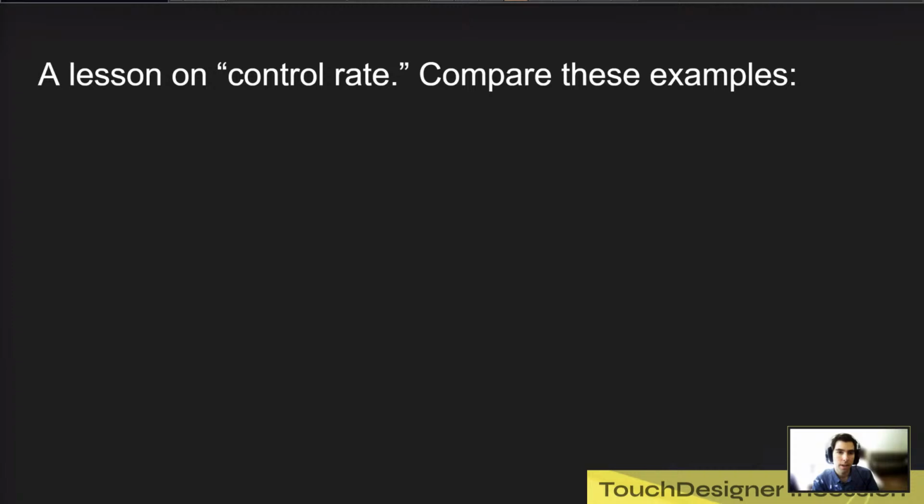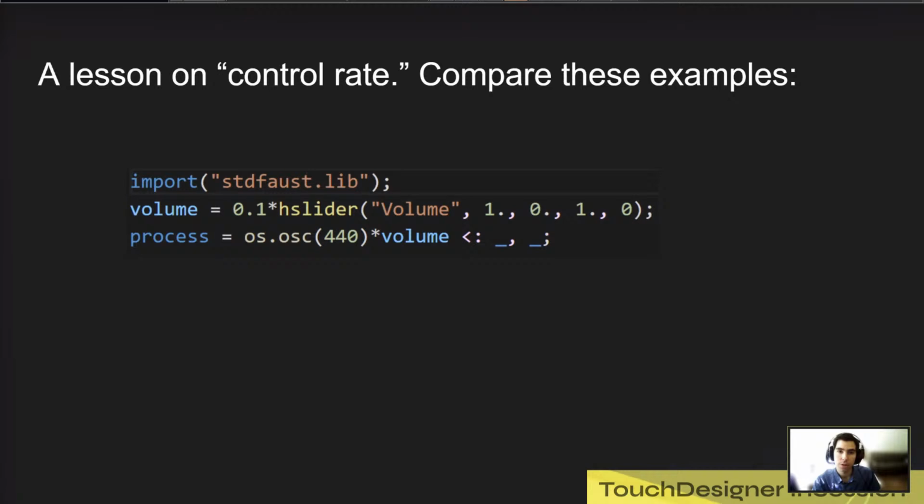And next, I want to give a short lesson on control rate, which is what I was hinting at earlier. So let's compare these two examples. In the first example, we're going to make a UI for our volume slider, and we're going to modify the volume of a sine oscillator set at 440 hertz, and it's just being split into stereo channel. And crucially, this volume slider is only going to be updated from TouchDesigner to Faust once every video frame, so say 60 frames per second.